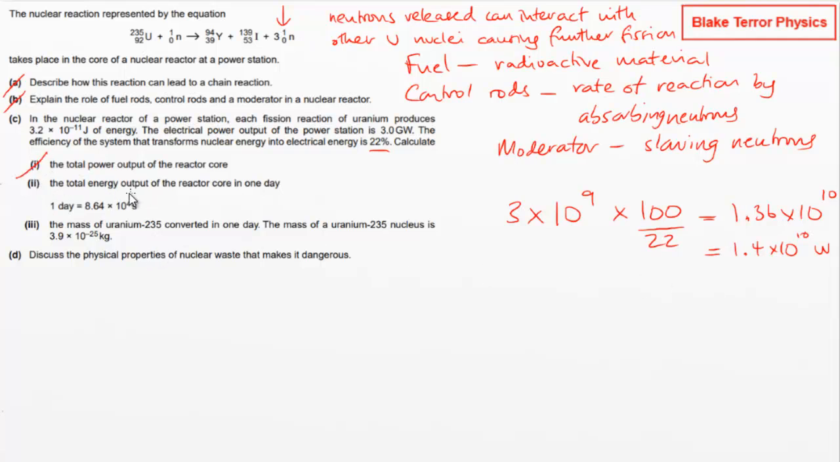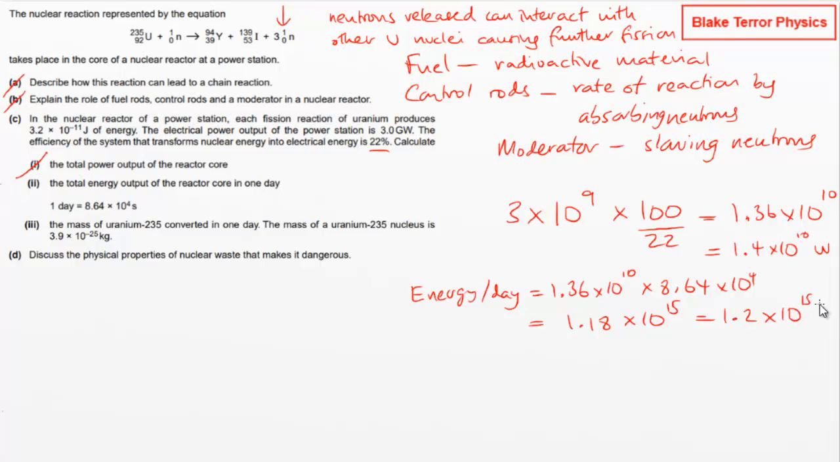What have we got now? The total energy output of the reactor core in one day. They've given us the number of seconds in a day, so we just need to multiply those together. So energy per day is going to be our 1.36 times 10 to the 10 multiplied by 8.64 times 10 to the 4, which gives 1.18 times 10 to the 15, or 1.2 times 10 to the 15 joules. Okay, this is all easy enough so far.